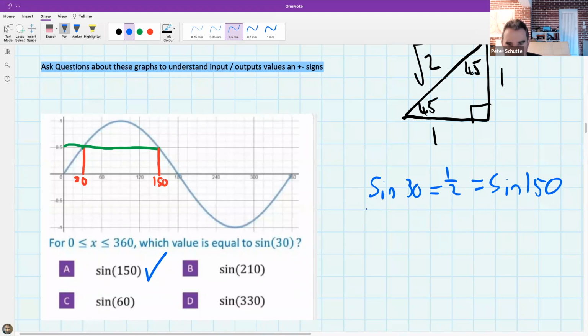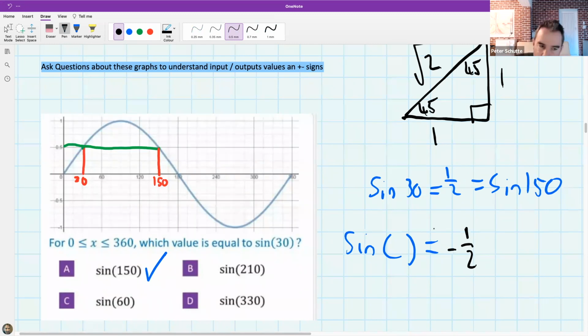Now, I want to ask you another question that's similar to this. If I say to you, the sine of what angle is equal to, let's use a different color, minus a half, or minus 0.5 is another way of saying it. Can you look at the drawing and tell me what the sine of what angle equals minus a half? Or you can choose the option like A, B, C, D if you like. So hang in there and see if you can figure out where that is.